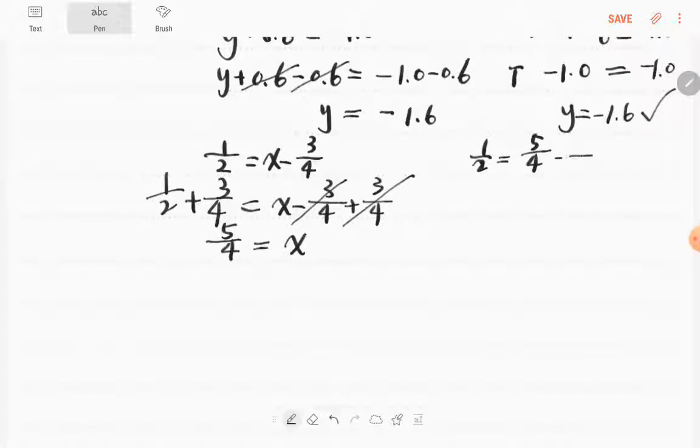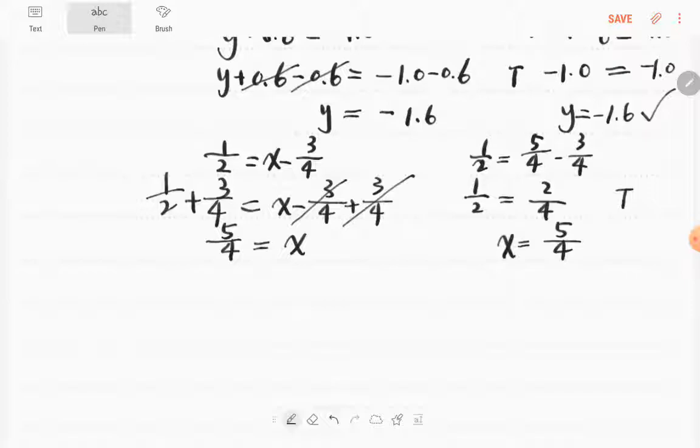5/4. Now we check the left side. Oh, we have 1/2. In the right side, oh, it's 2/4. Now we know it's true. Left side is equal to right side, so we confirm our answer 5/4 is correct.